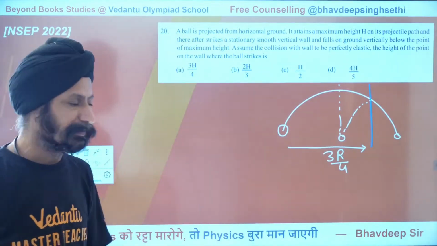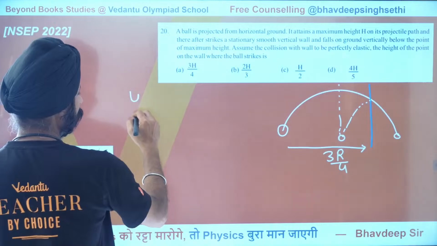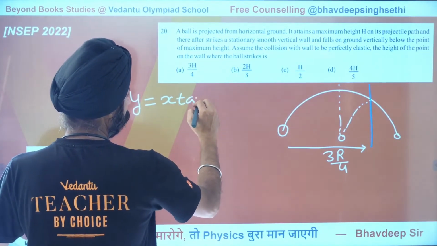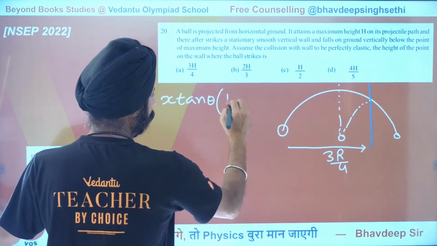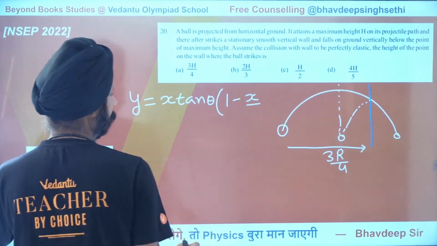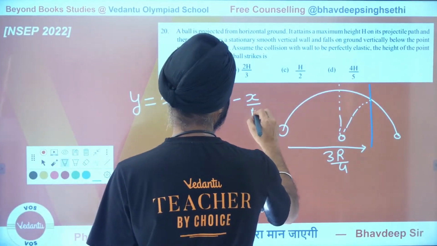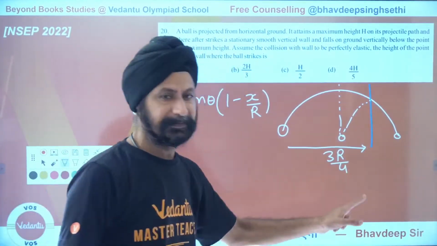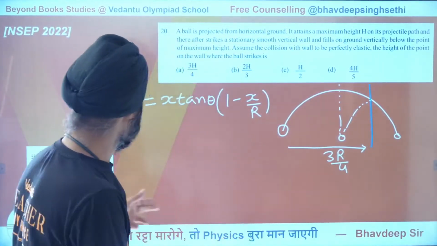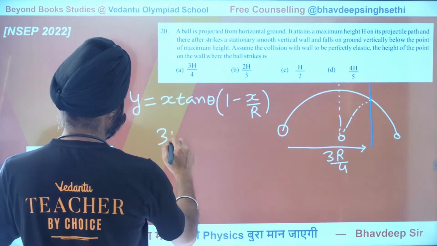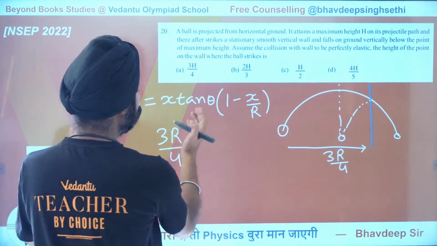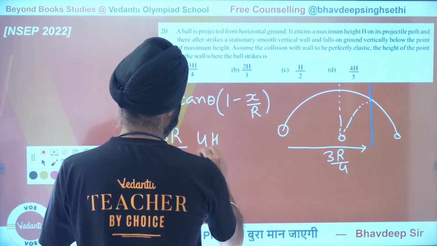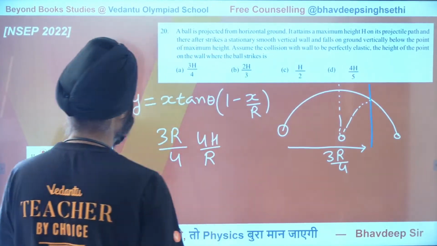But by chance, if you know the formula of the projectile trajectory, it is x times tan theta times 1 minus x over R. Perfect. And that makes things easy because this x is 3R by 4. So let's put that. So 3R by 4 times tan theta. How much is tan theta? 4h by R. 4h by R.